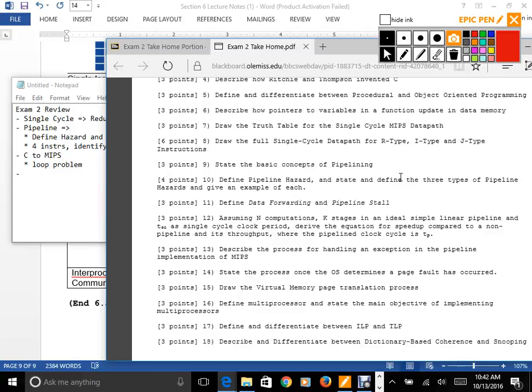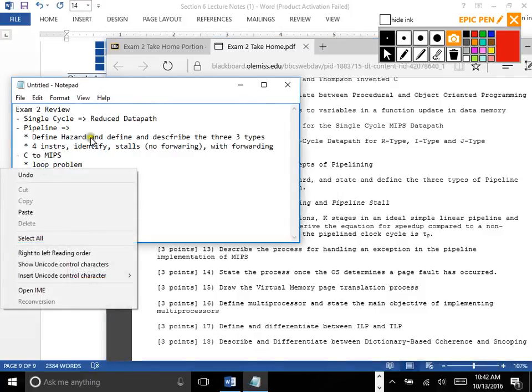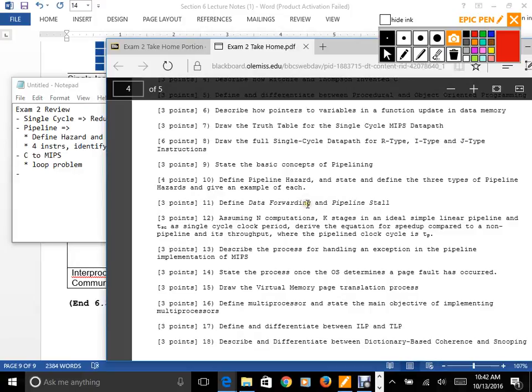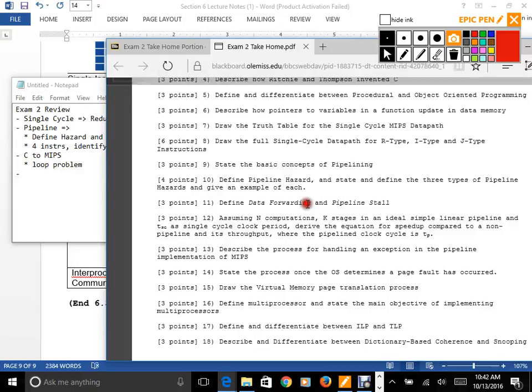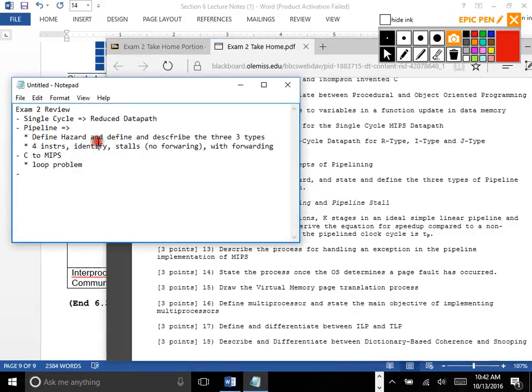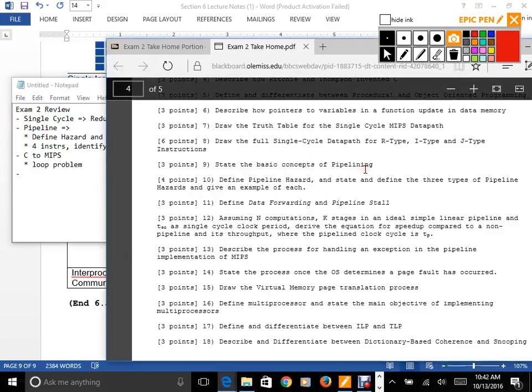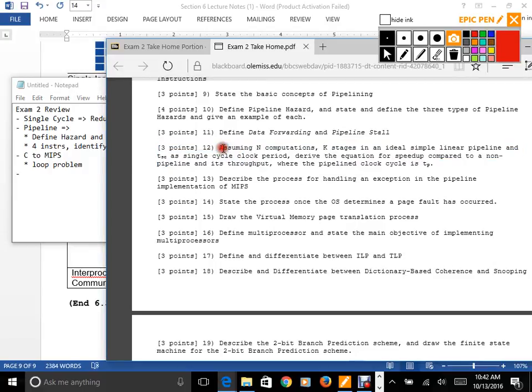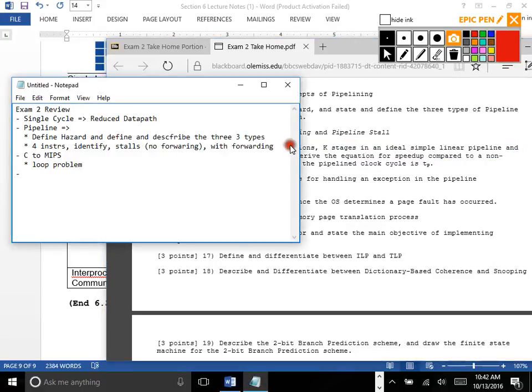Basic concepts of pipelining. Define pipeline hazard and state and define the 3 types of pipeline hazards, and give an example of each. Oh hey, look at that, looks familiar. Define data forwarding and pipeline stall. So if you understand those, you should be able to complete that problem, right? Here's another one: assuming n computations, k stages for an ideal pipeline. I'll expect you to be able to do that on the exam.